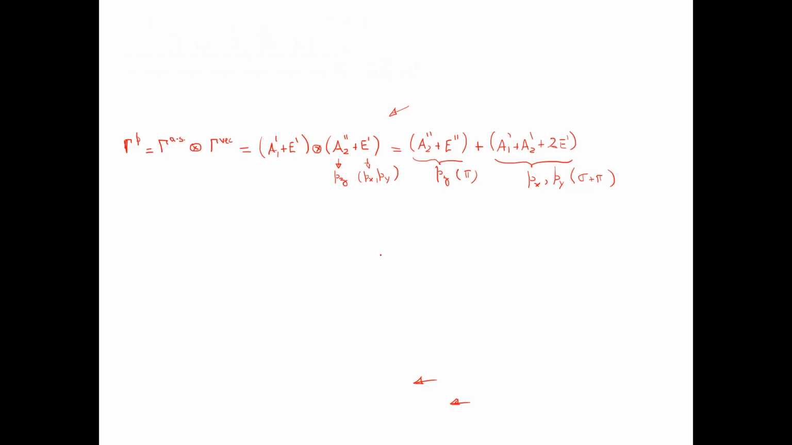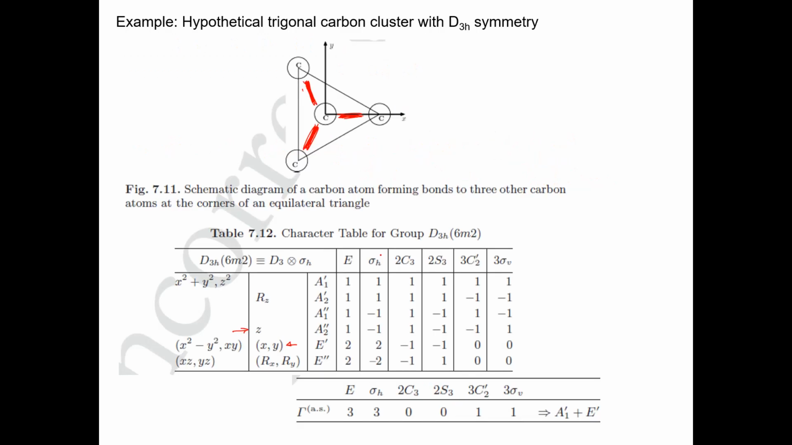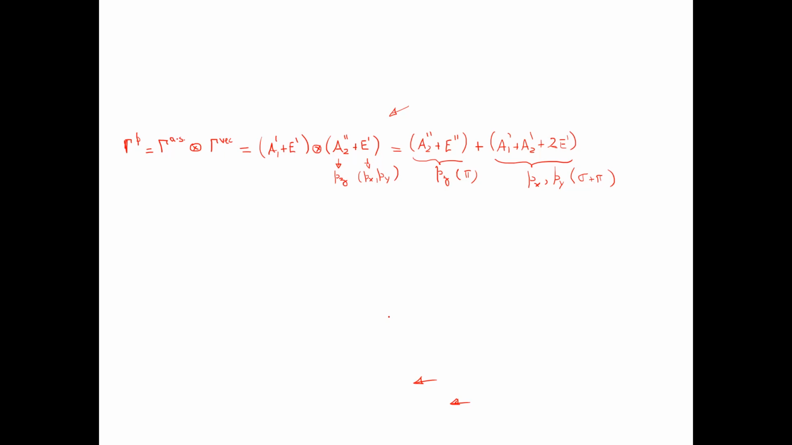If I look at the character table, that's precisely it: the double primes are odd under sigma H, with negative character, and the primes E prime and A2 prime are even under sigma H. So this is making sense.